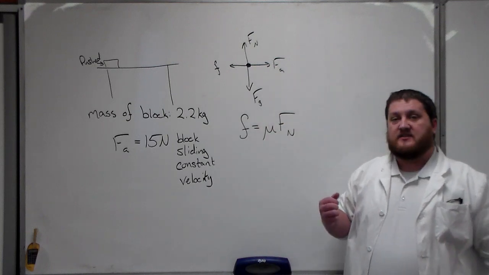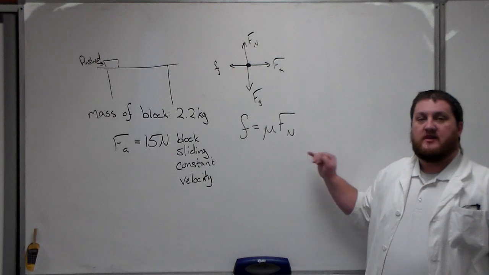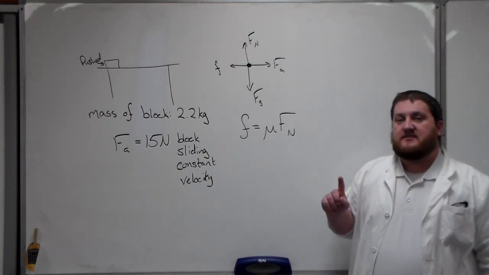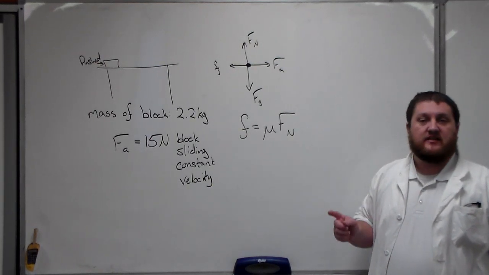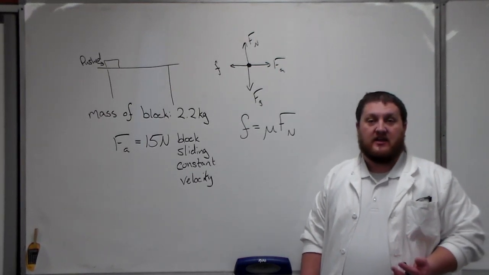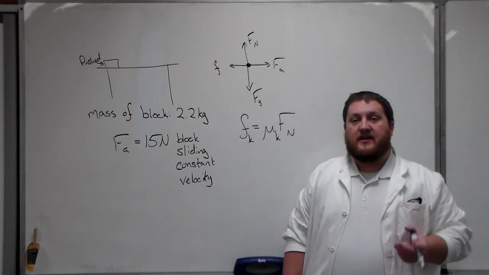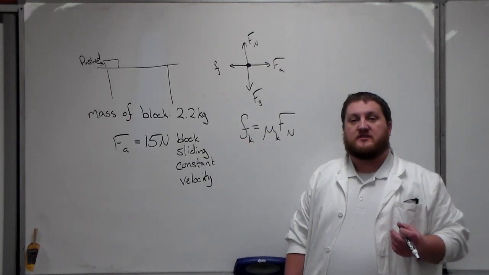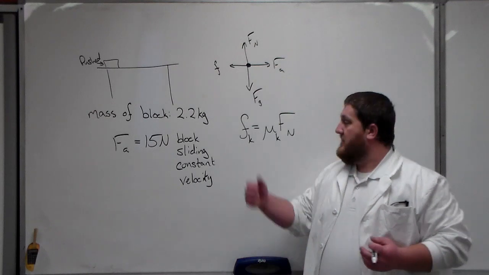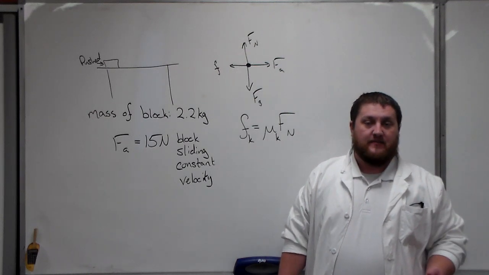Again, my forces all balance out because my acceleration is zero. I know friction is equal to mu times Fn. In this case, the block is moving, so we have a slightly different type of friction. We have a type of friction we call kinetic friction now. Kinetic friction is the friction between two objects that are sliding past each other. And it will have a different mu than the static.